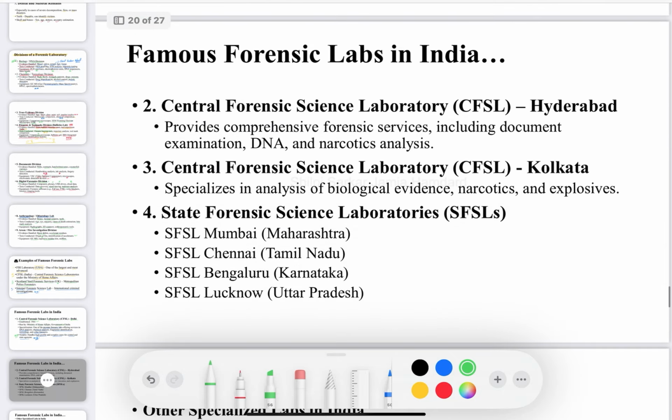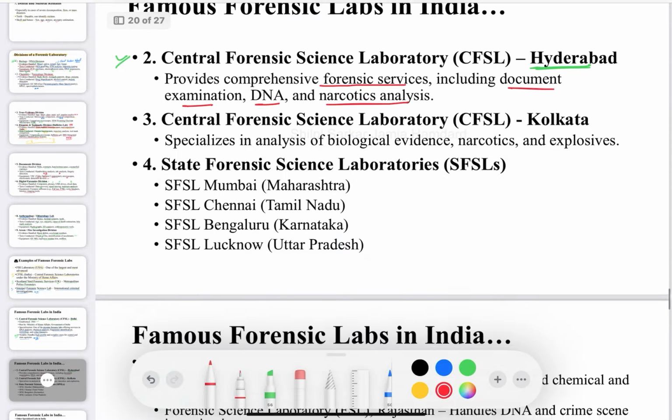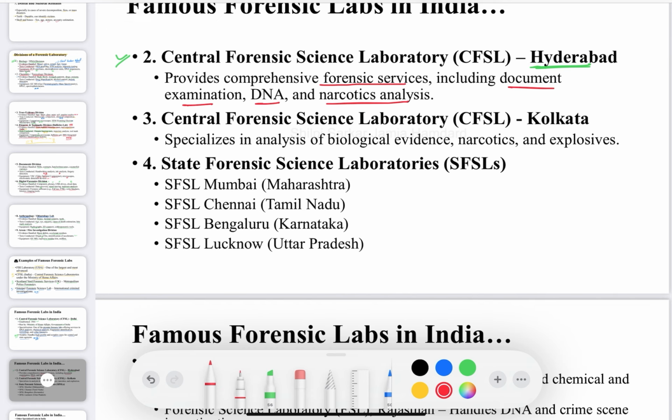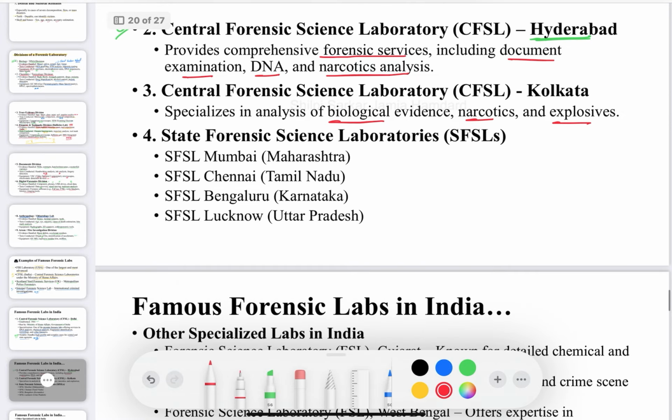Some famous forensic labs in India: CFSL, which I already discussed, is mainly in Delhi and also present in Hyderabad, providing comprehensive forensic science including document examination, DNA and narcotics analysis. Third one is Central Forensic Science Laboratory, Kolkata, which specializes in analysis of biological evidence, narcotics and explosives. State Forensic Science Laboratory, SFSL, is mainly located in Maharashtra, Tamil Nadu, Karnataka, and Uttar Pradesh.